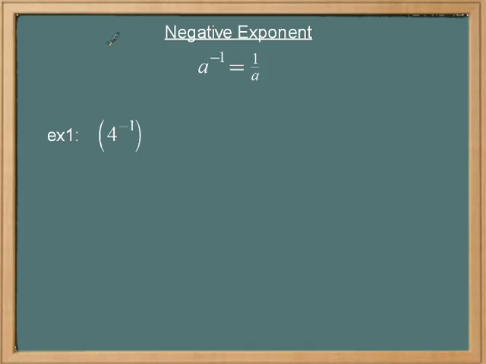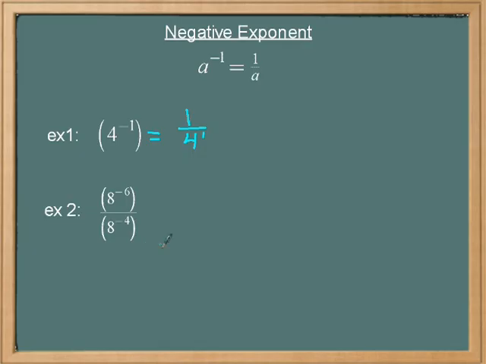If I have, in example 1, 4 to the negative 1, what I would do is simply rewrite this as 1 over 4 to the positive 1. And so your final answer is 1/4. And now it makes sense to us. We all know what the value of 1/4 is. So that is the reason why we change the rule up a little bit and turn that negative exponent into a positive, but we have to send it down.